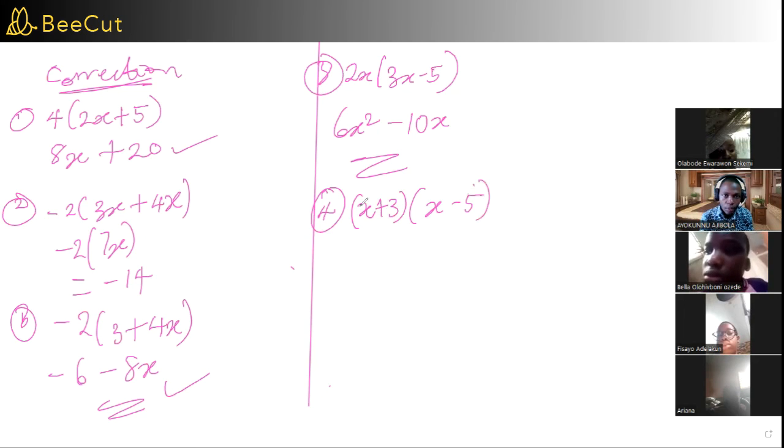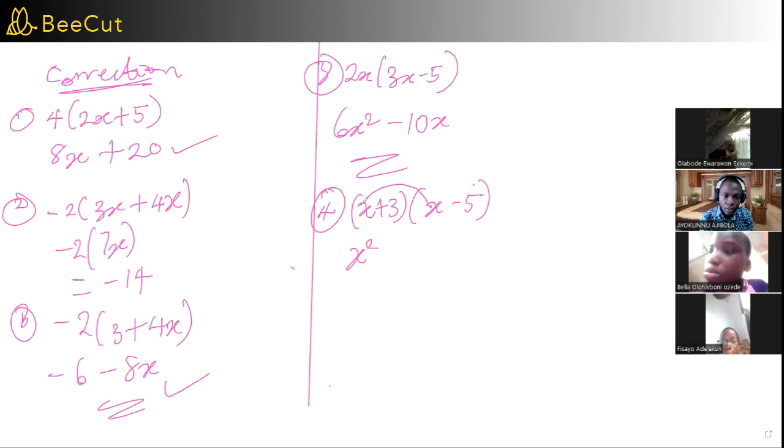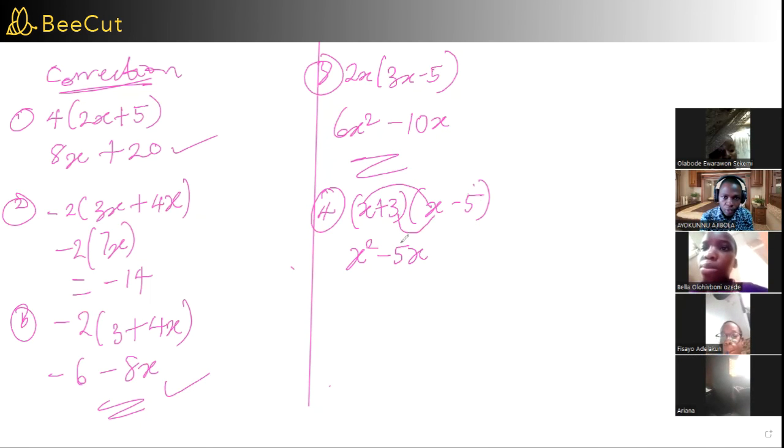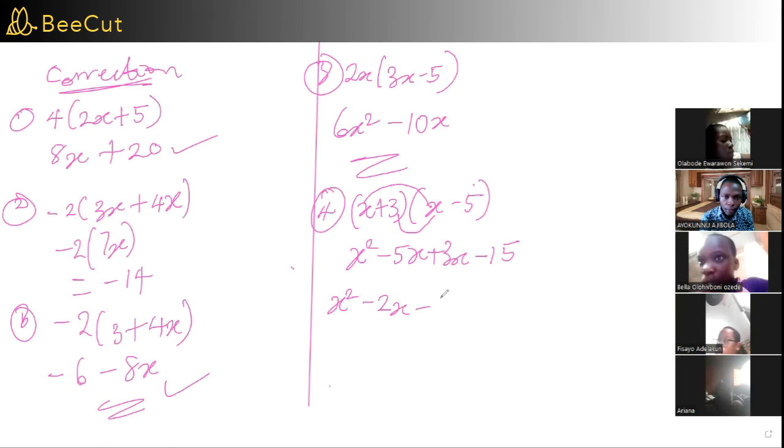Oh, you can mute yourself back. So x times x is x squared here. Firstly, use this to multiply this. Then use the x to multiply 5, that is minus 5x. Then you use the 3 to multiply the x, that is plus 3x. Then you use the 3 to multiply the 5, that is minus 15. So here I have x squared, negative 5x, positive 3x gives me minus 5 plus 3, which is minus 2, so minus 2x, then minus 15. So that is the answer to that.